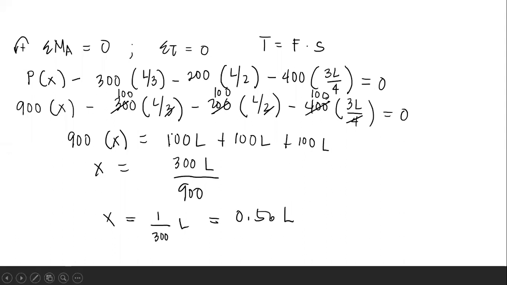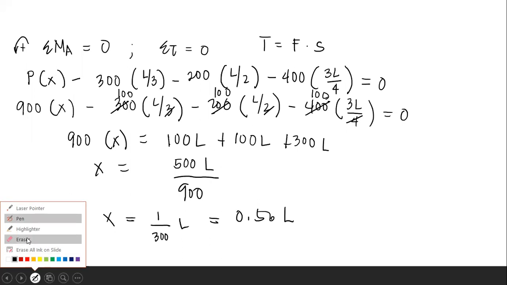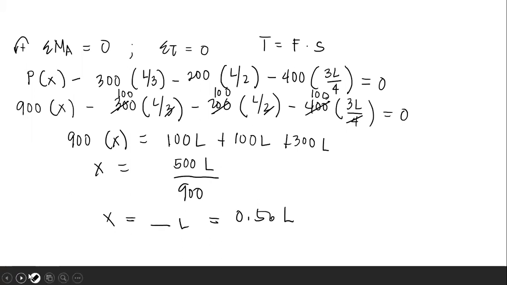Correction here: 100 times 3 is 300L for the last term, so 100 times 3 is 300, then 300 plus 100 plus 100, that is 500L. Therefore 500 over 900, that is 5 over 9. 5 over 9 is 0.56.